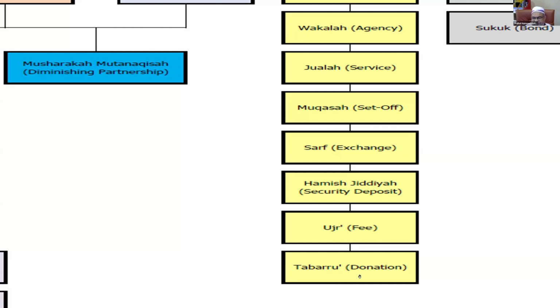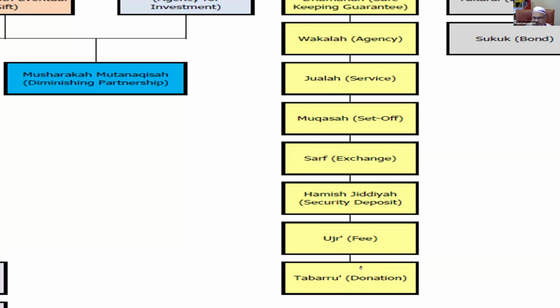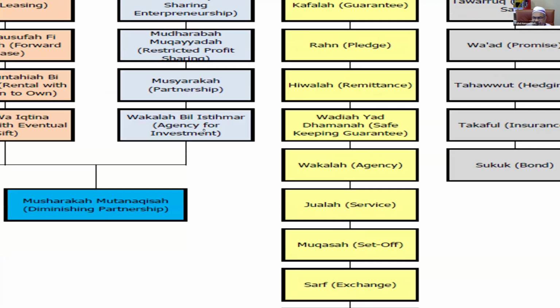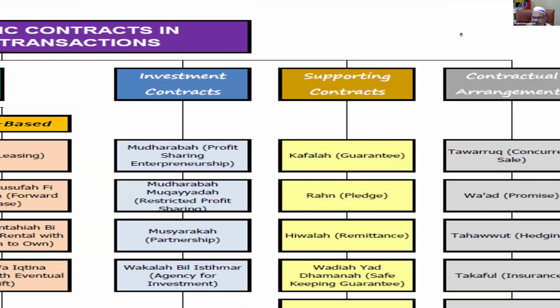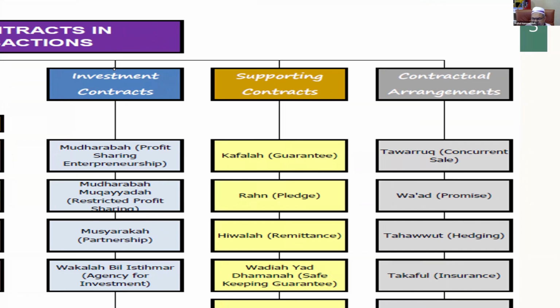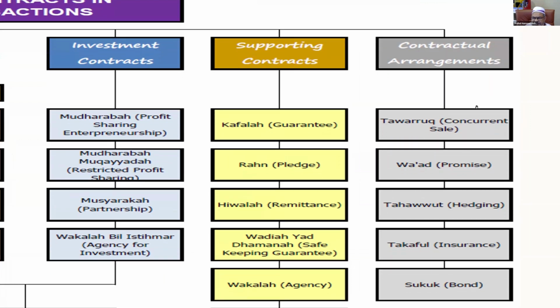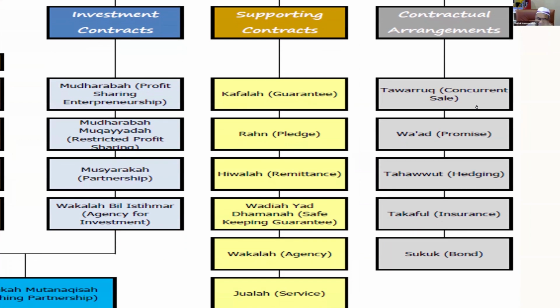Tabarru is a donation. You donate, not expecting anything in return. We will discuss this further in Takaful. And here we have the Tawarruq contract, concurrent sales. We'll be discussing this under commodity Murabaha first. This is operational both on the financing side and the deposit side.